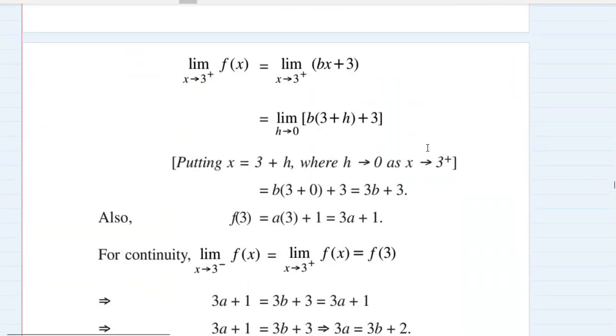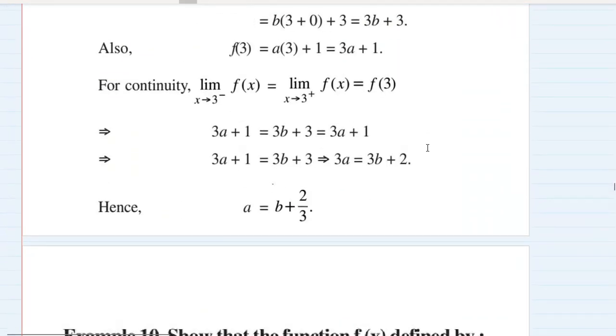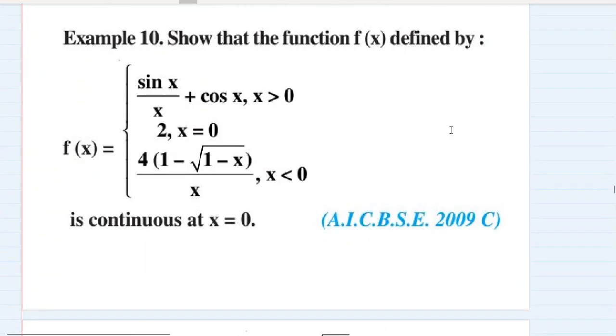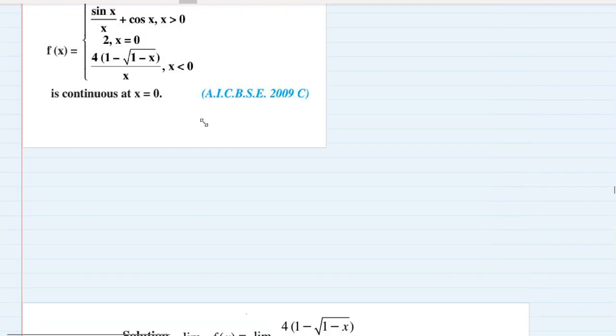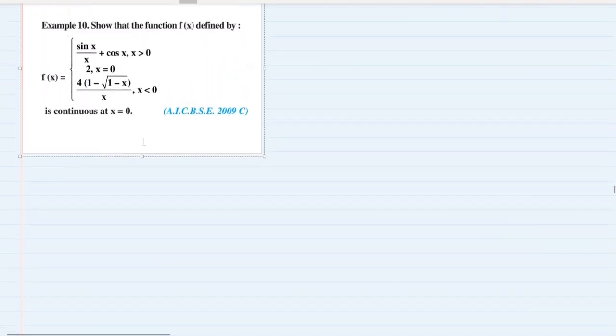Let's check the answer. Okay, the relationship they have written like this, but the answer is absolutely correct. Let's go ahead. One more trigonometric question. Very good. And this is from 2009. Please beware of this year 2009. The questions of 2009 and 2014 were a little tricky in those two board papers.